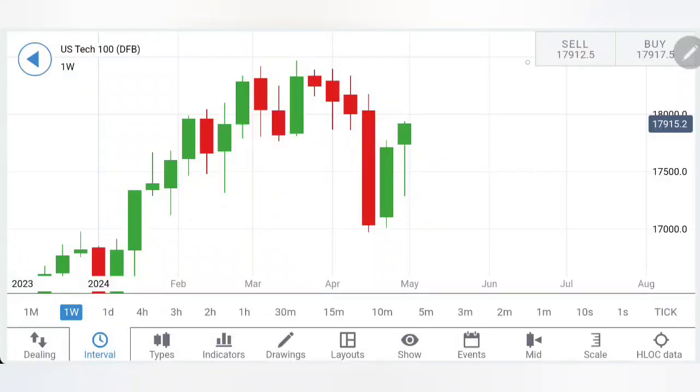Nasdaq 100 showed a little swing last week, achieving higher lows. We have seen it closing upwards towards 17,900 levels. Now, does it mean that we are going to look forward to another rally in Tech 100 in the coming week, or is there a possibility of a reversal from the current level? What is going to be our strategy in order to profit trading Nasdaq in the coming week and for the month of May? We are going to look with the help of charts and indicators.